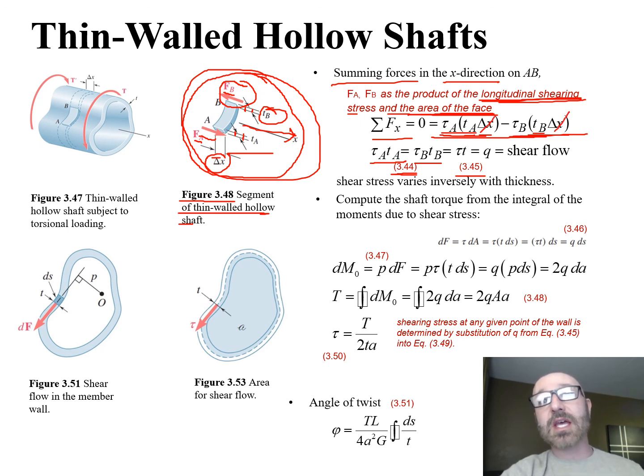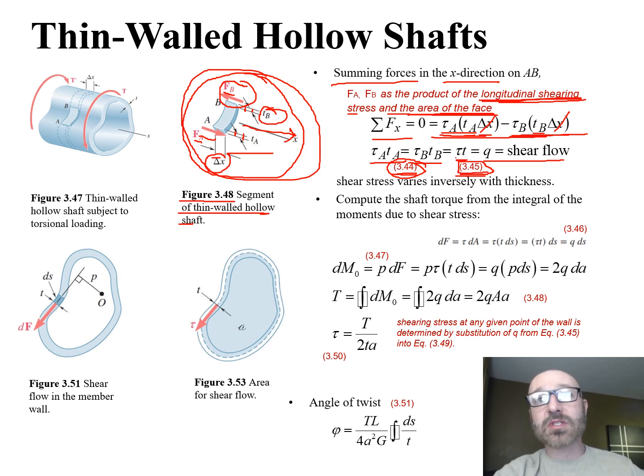You're just left with tau A times t A is equal to tau B times t B right there. So then we use this. We see that this expression is shown in equation 3.44 in our text. And then from there we see that this right here, our shear stress tau times thickness t, is equal to our shear flow, or q, from equation 3.45 in our textbook.